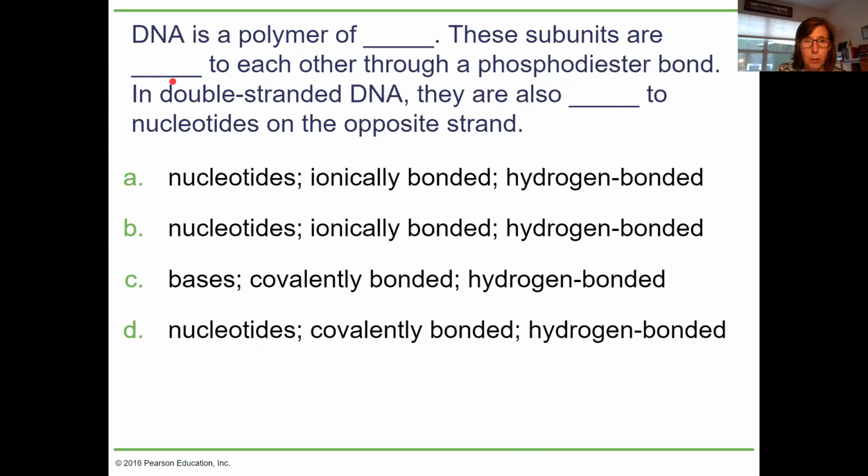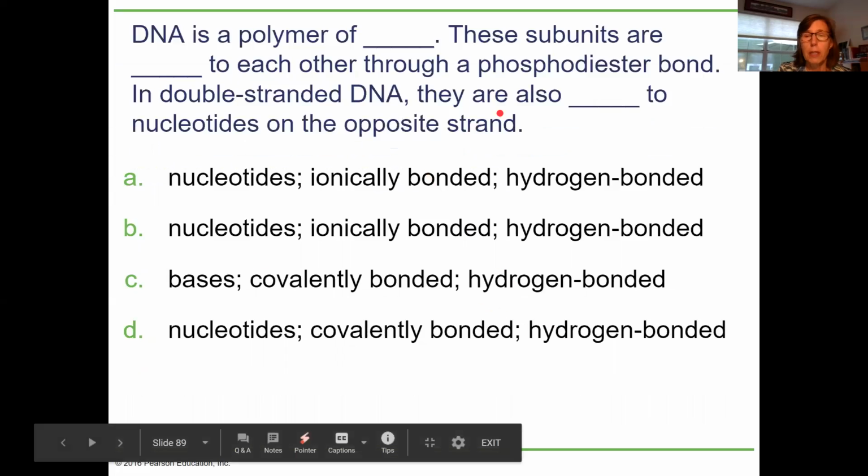The subunits are what to each other through a phosphodiester bond? Take a look at that. You think that's a non-covalent bond that is between those? Remember, it's going to be through a shared pair of electrons.